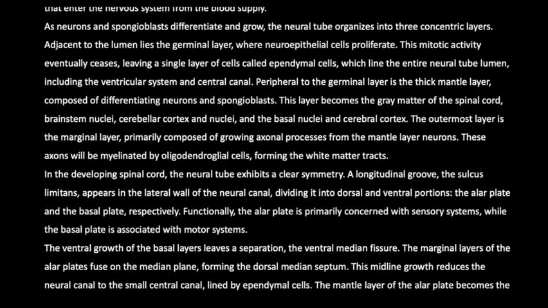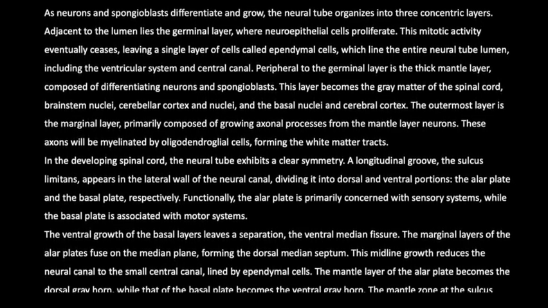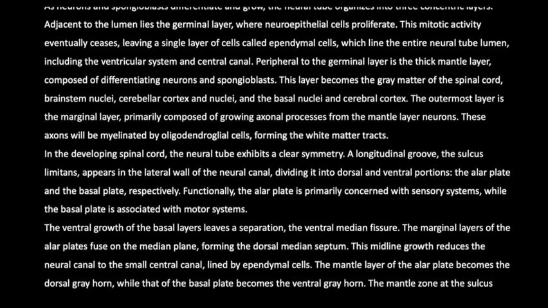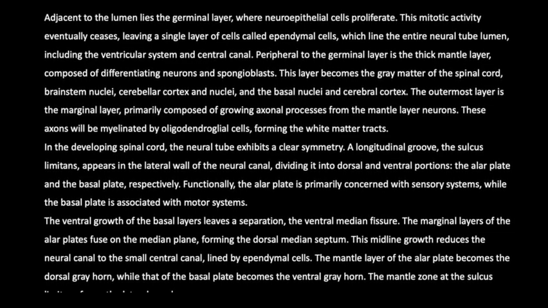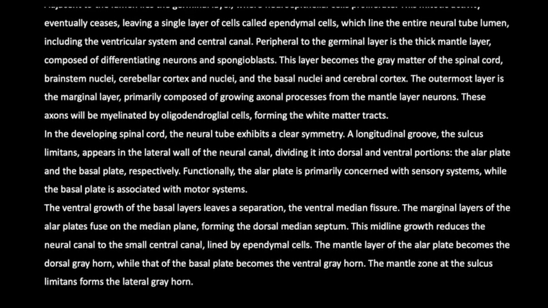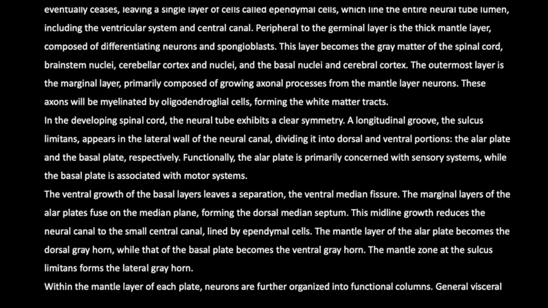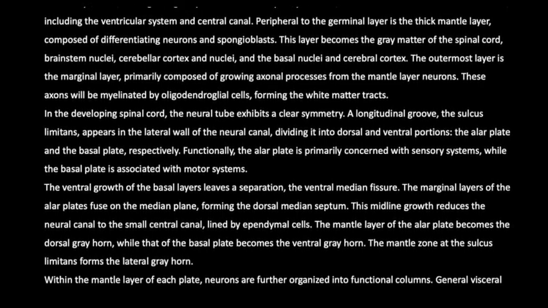This layer becomes the gray matter of the spinal cord, brainstem nuclei, cerebellar cortex and nuclei, and the basal nuclei and cerebral cortex. The outermost layer is the marginal layer, primarily composed of growing axonal processes from the mantle layer neurons. These axons will be myelinated by oligodendroglial cells, forming the white matter tracts.